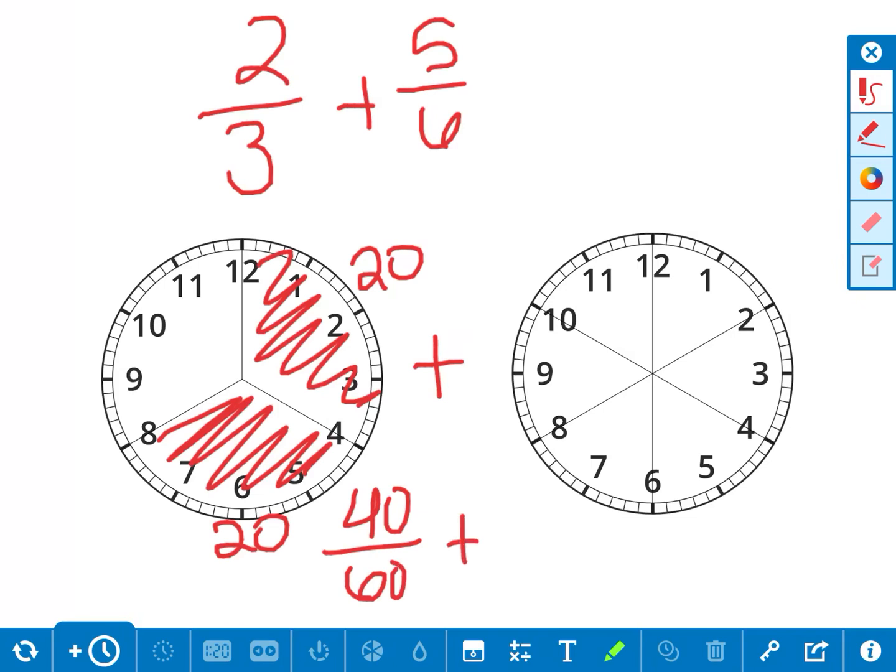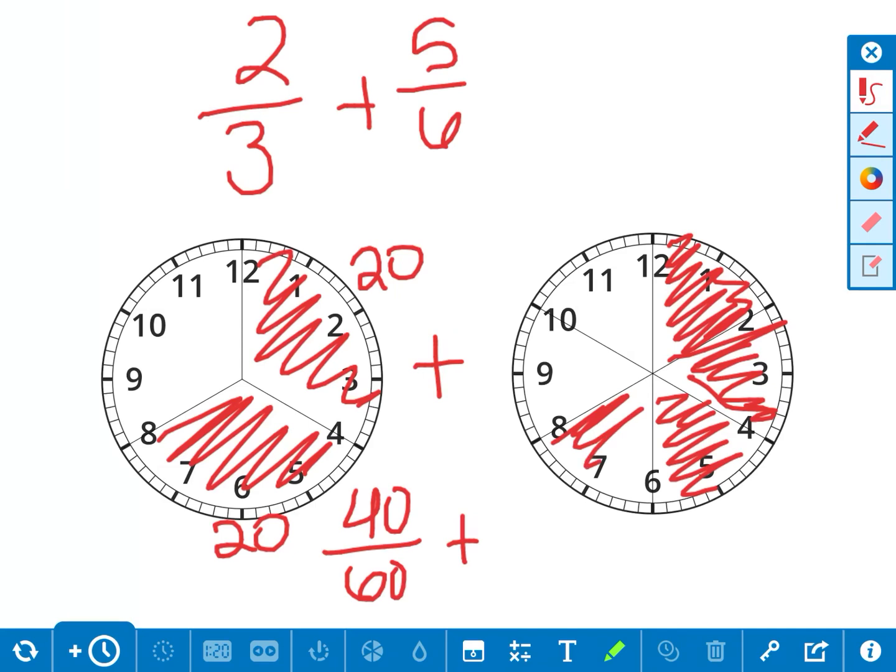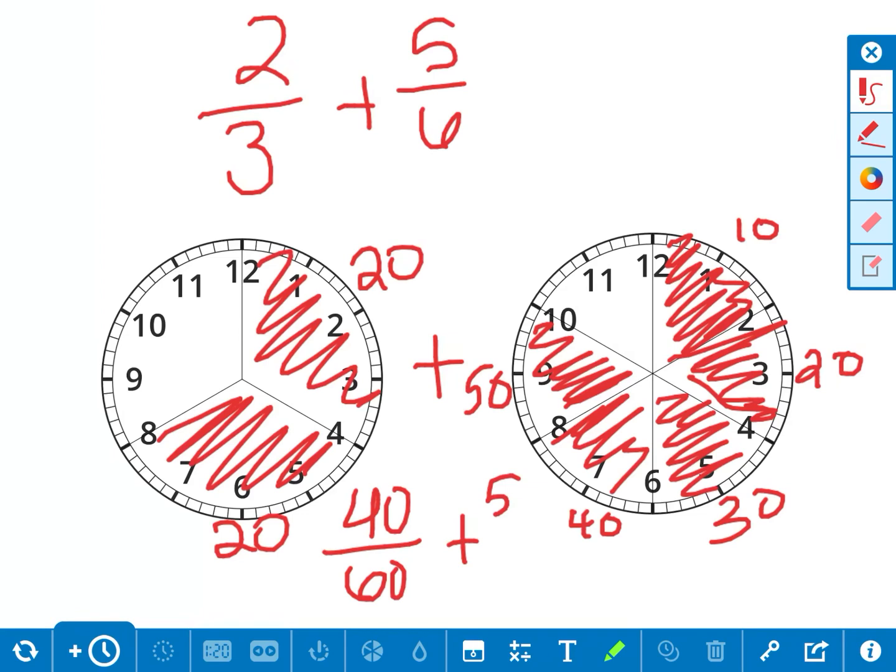Which I'm adding now to 5/6. So now I'm going over to my second clock. I'm going to color in 1/6, which is 10 minutes, 2/6, 3/6, 4/6, 5/6. So now let's count. We've got 10, 20, 30, 40, 50 minutes out of 60 possible minutes on this clock.